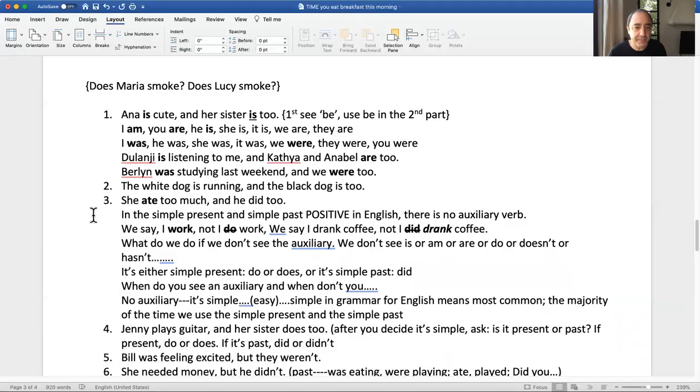Now, number 3, we ate too much. Hopefully, you see that's past. And what is the auxiliary in the past? Simple past is did or didn't. Okay, it's going to take some time to identify this. There is no we did ate. If it's positive, there is no auxiliary. We change the verb from eat to ate.